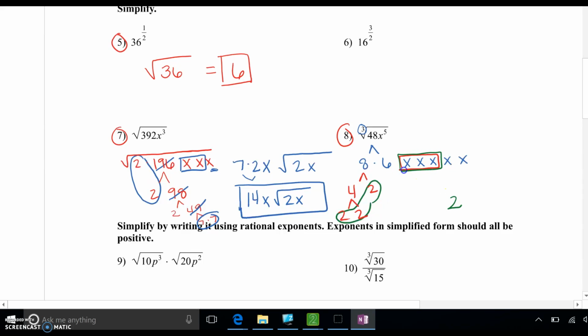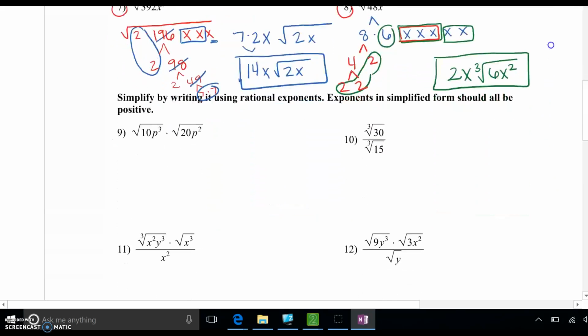Like I already said, I have a group of 3 x's, so I'm going to have an x here. What's left is 6 and x squared, and so I'm going to have the cubed root of 6x squared. And that would be our answer.